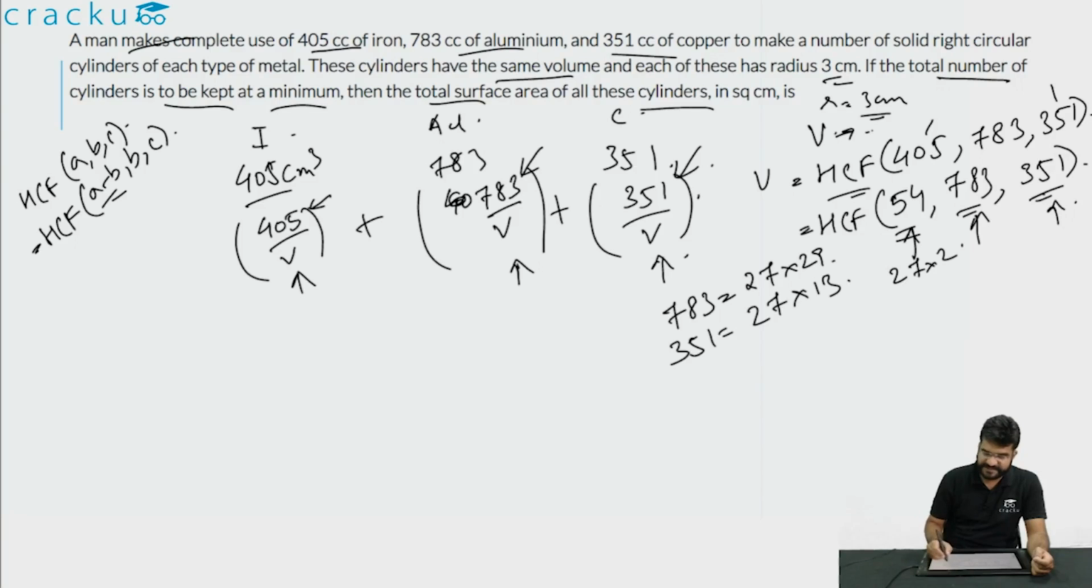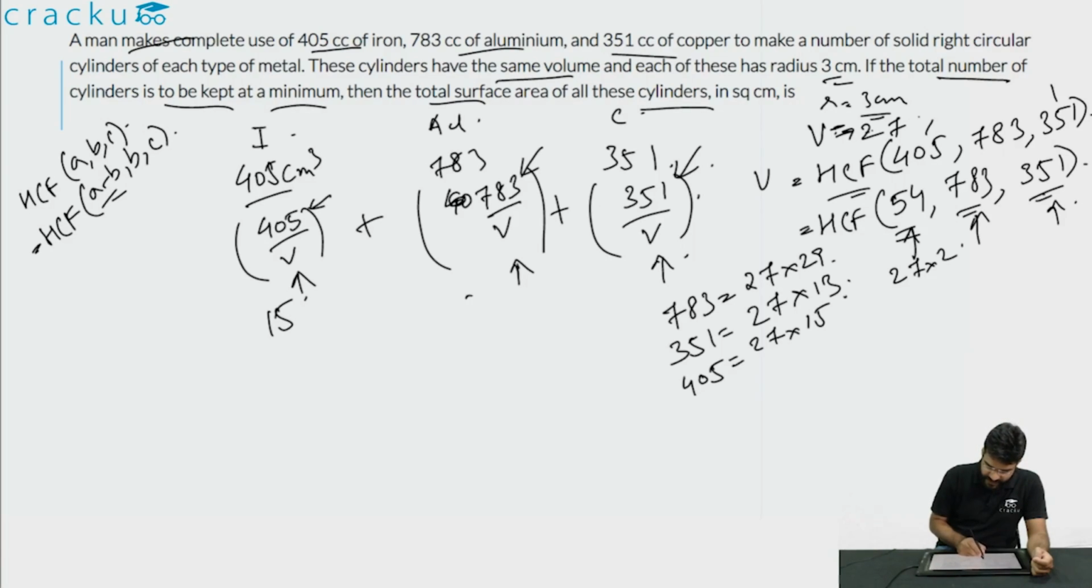So the HCF of these three numbers is equal to 27. So the volume V is 27. So the volume of each of the small cylinders is equal to 27. And the number of such cylinders will be 405 by V. 405 by 27 is equal to 15, since 405 is 27 into 15. So you will have 15 iron small cylinders.